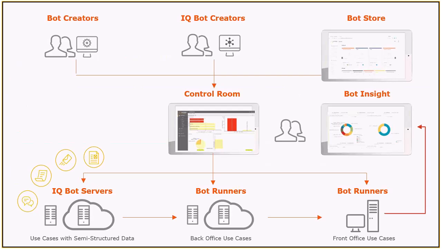And then from this control room, you can launch your bots. So that's what we call bot runners, both in back and front office on multiple environments. So all kinds of data, structured data, semi-structured data, unstructured data can be launched on multiple environments, like on-prem, cloud, front and back office.